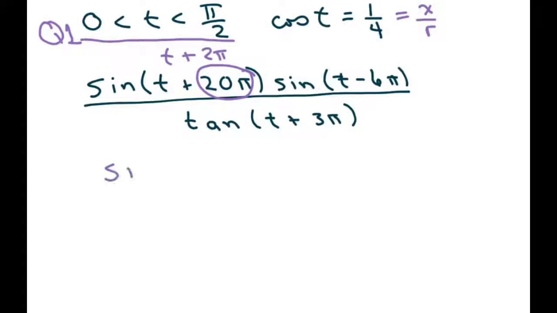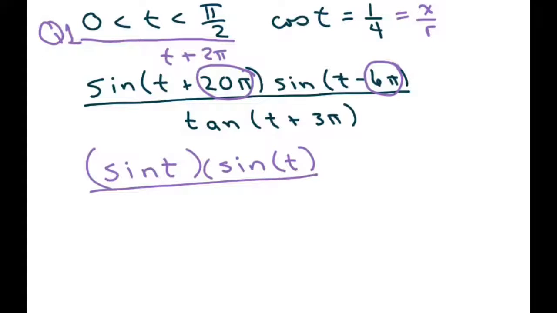So this is just going to be sine of t, and this one's going to be times sine of t, because the same thing is true, it's even. And then for the denominators, since the period for tan is pi, there's just 3 of them. That means you go around 3 times and you get the same value. So that's just going to be tan of t.